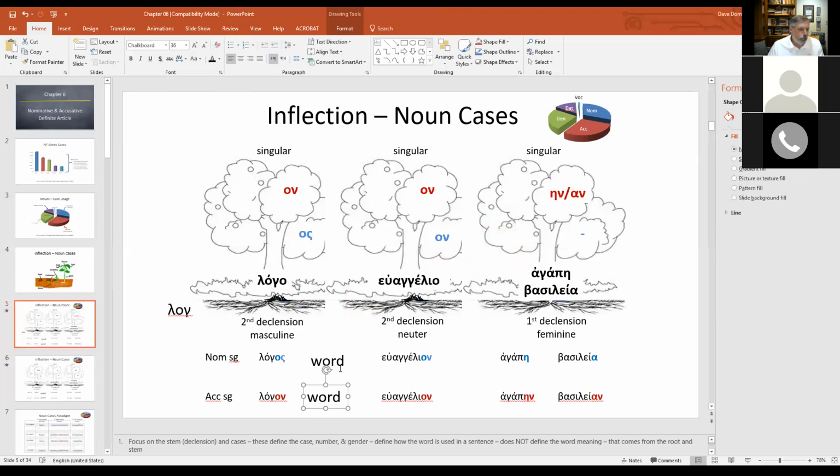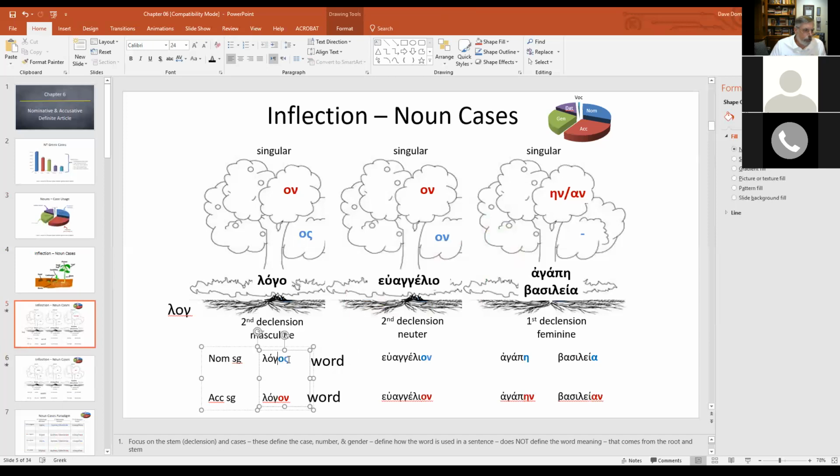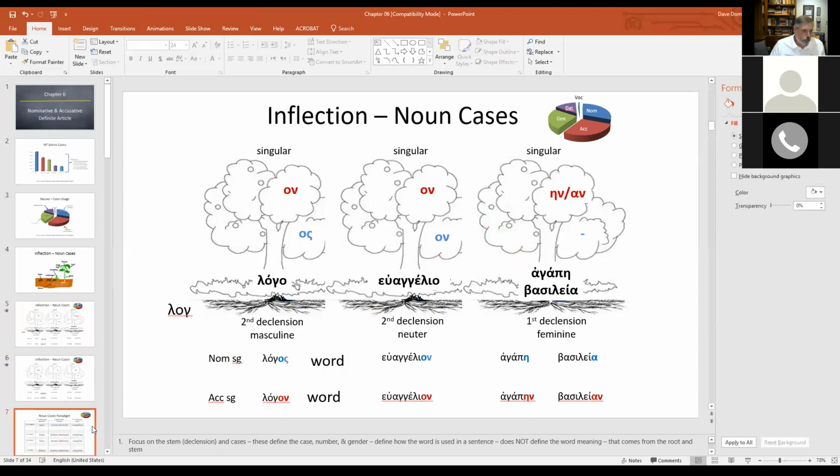Well, in English, I put it after the verb, and I know it's functioning as the direct object. In Greek, the only way I know is the omicron nu ending. And if the word functions as the subject in English, I put it before the verb. Well, in Greek, the only way I know is that I put it with omicron sigma. Does that make any sense at all? Kind of. Let me walk through it and show you.